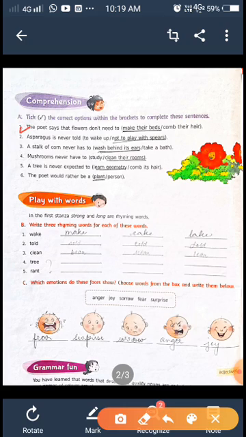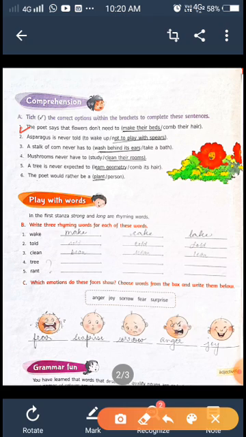Question number 1. The poet says that flowers don't need to dash, make their beds or comb their hair. Which one? Make their beds. Okay. Next, number 2. Asparagus is never told dash to wake up, not to play with spears. Not to play with spears.